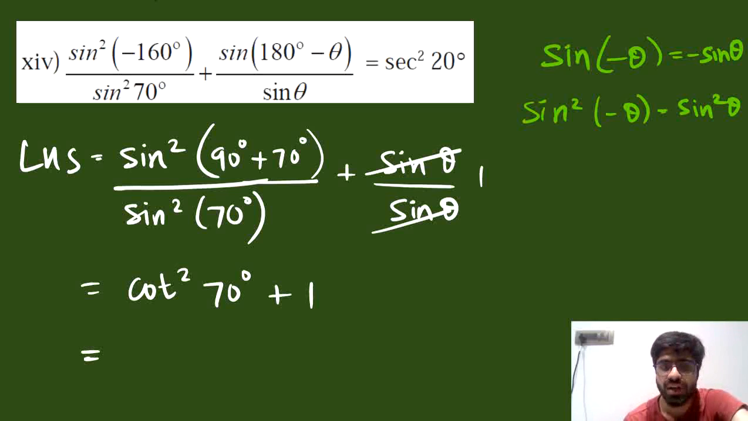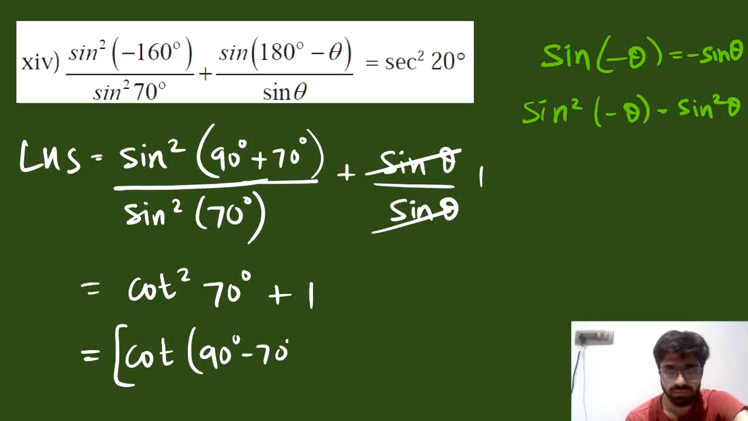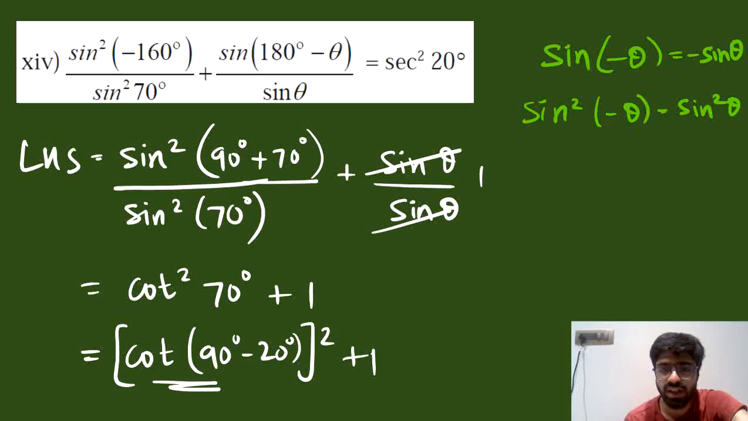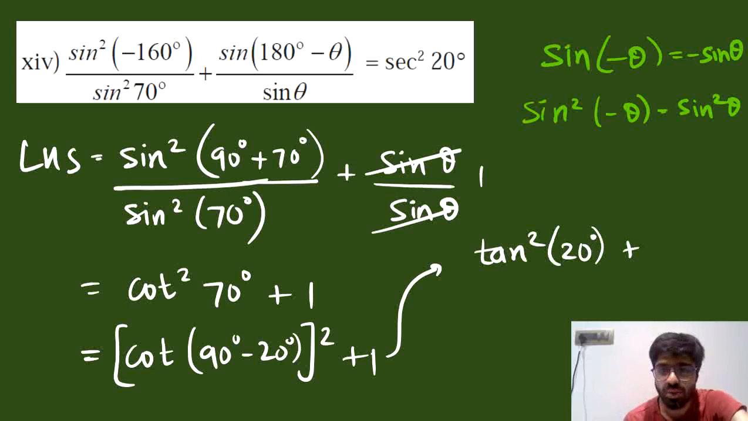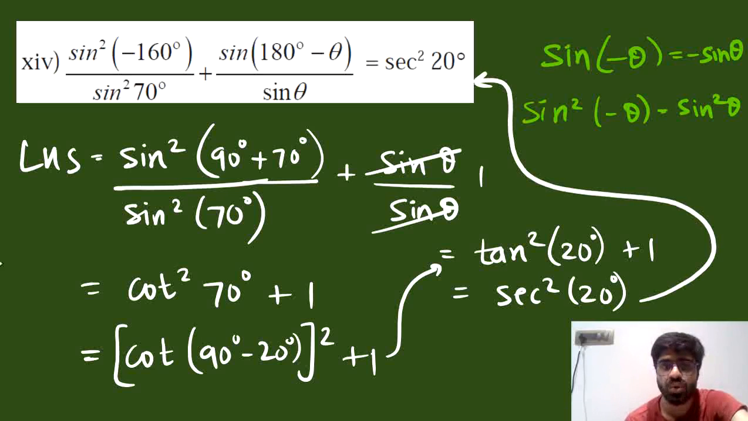Plus 1. It's better to write cot square 70 in terms of tan, because on the right what we want is 20 degrees. So we will convert that cot 70 degrees. We will write it as cot of 70 being written as 90 minus 20. We have the square of it plus 1. Cot of 90 minus 20, that would be equal to tan 20, and the square of it would be tan square 20. So tan square 20 degrees plus 1 is what we have, and that gives us sec square 20 degrees. Yes, and that's what we have on the right hand side. So that is how we are proving the 14th question.